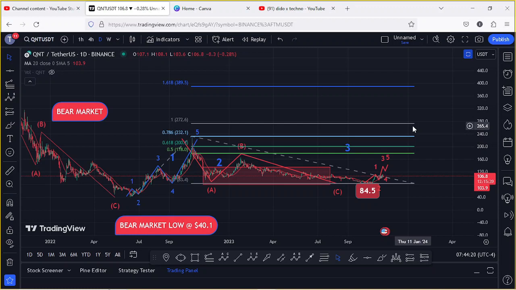So that is what I'm keeping my eyes on the short term and also on the long term on the QNT chart.